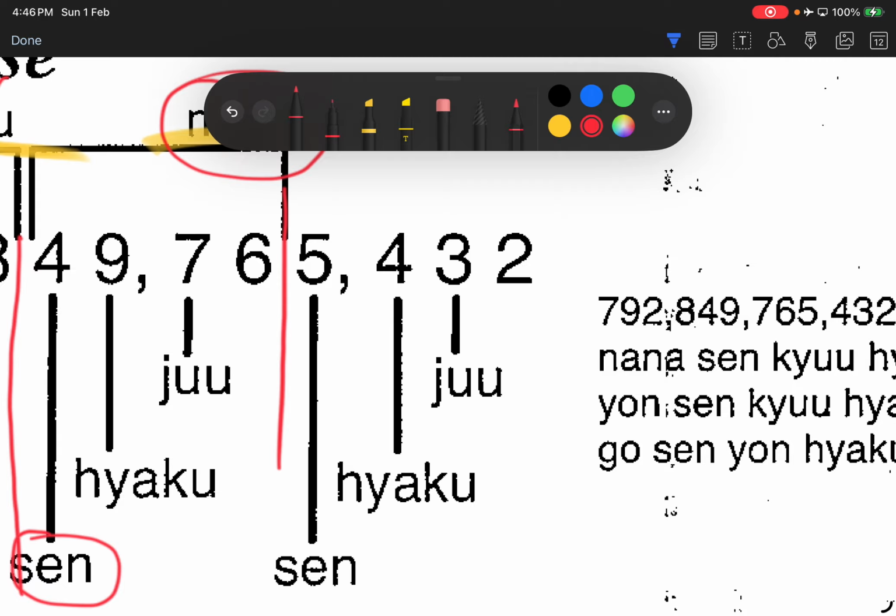So 4,000 is yon sen. 9 hyaku is 900. Then 76. So I'm just saying these 4 numbers out: 4976. Then because this is in the man position, the 10,000 position, we have to add a man behind. So in the end, the whole reading will become 4976 man. Just like how we say wan in Chinese.